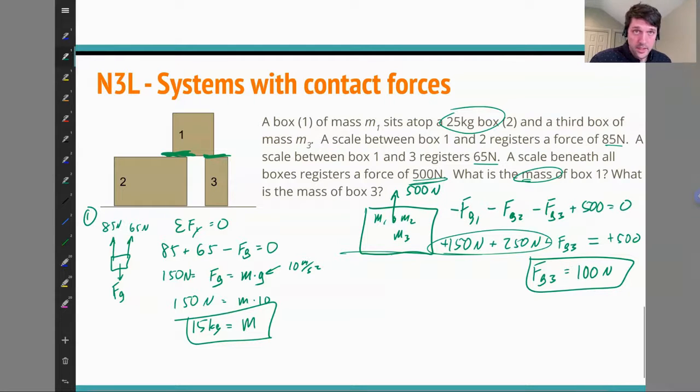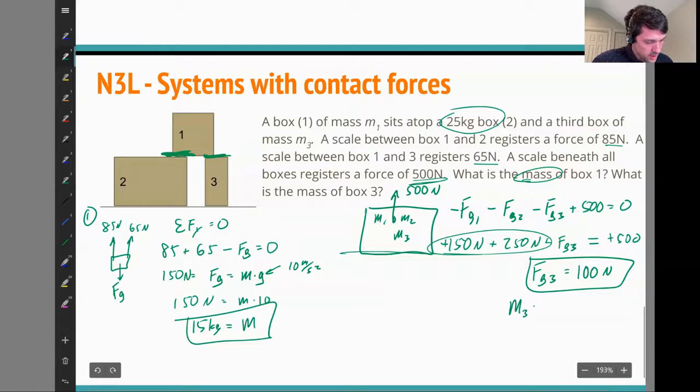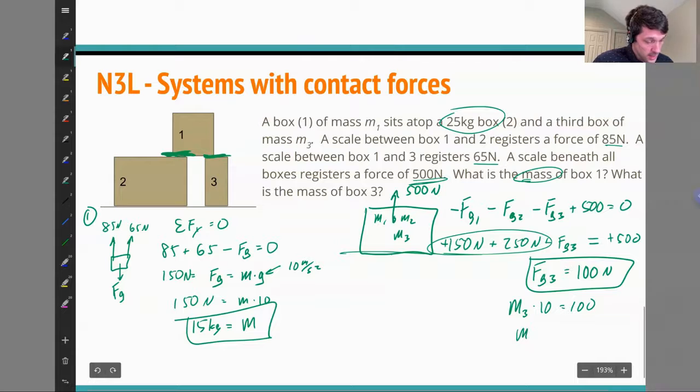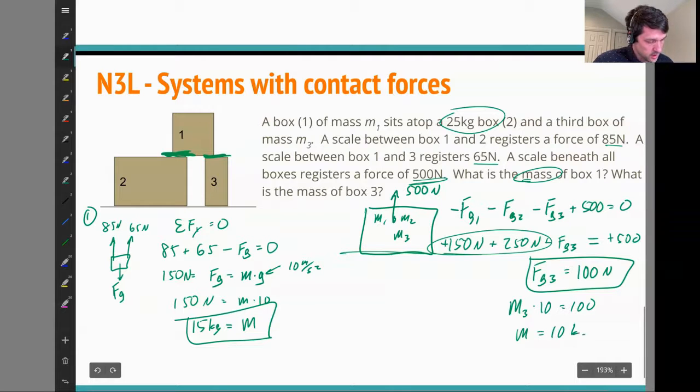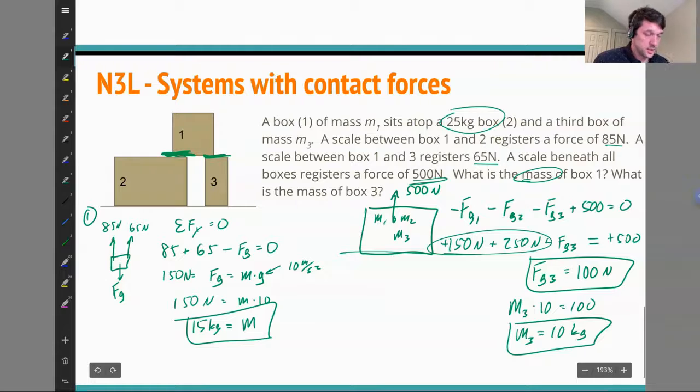And I almost forgot the last step. We actually want to find the mass. So the mass of this thing times gravity, 10, equals 100. So the mass is going to be 10 kilograms. Mass of 3 equals 10 kilograms. The end.